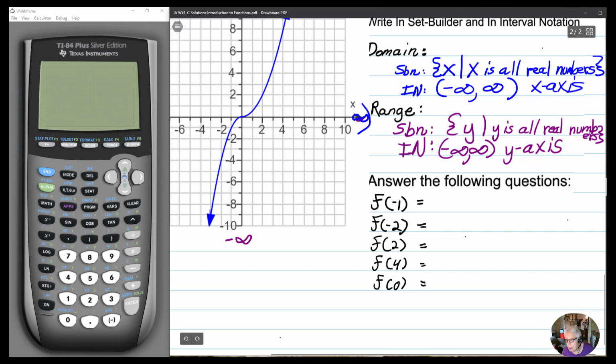F of negative 1. See, I guess I should put it in red. These should have been in blue. Don't tell anybody. We'll keep it all in black.